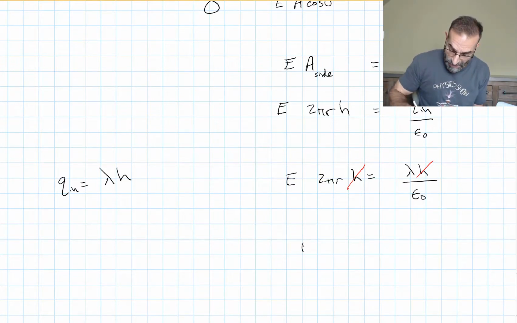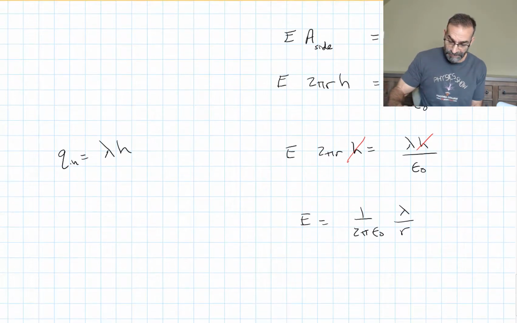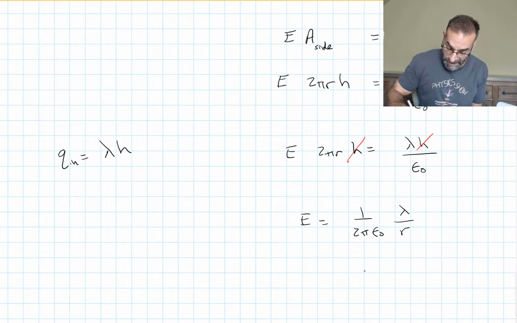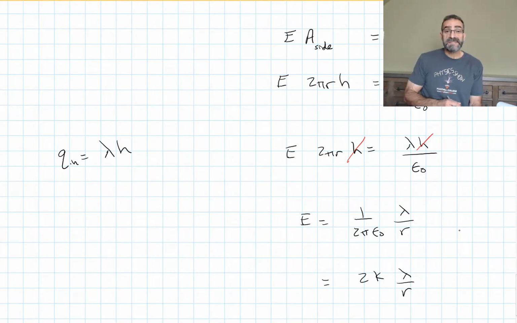So the electric field is going to be 1 over 2 pi epsilon naught times lambda over r. And remember, 1 over 4 pi epsilon naught is our constant k. So we could rewrite this as 2k lambda over r. This gives us the magnitude of the electric field.